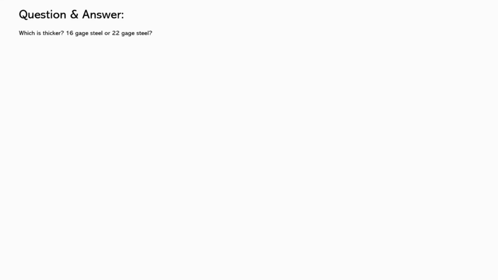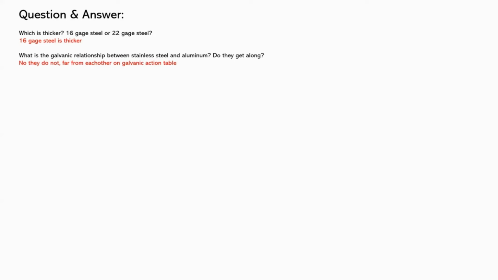Which is thicker, a 16 gauge steel or a 22 gauge steel? A 16 gauge steel is thicker. What is the galvanic relationship between stainless steel and aluminum? They do not get along. They're far from each other on the galvanic action chart. What's the best way to protect exposed steel from corrosion? To specify galvanized or stainless steel.